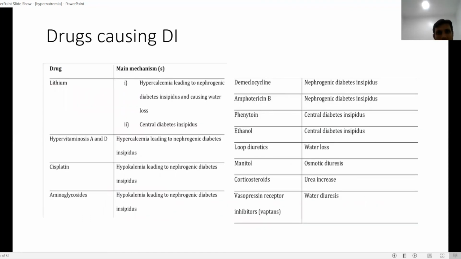Here is a list of drugs that cause diabetes insipidus. Lithium and hypervitaminosis of vitamin A and D will cause hypercalcemia, leading to nephrogenic diabetes insipidus. Cisplatin and aminoglycosides will cause hypokalemia, leading to nephrogenic diabetes insipidus. Demeclocycline and amphotericin B will cause nephrogenic diabetes insipidus. Phenytoin and ethanol will cause central diabetes insipidus. Loop diuretics will cause water loss and diabetes insipidus. Mannitol will cause osmotic diuresis. Corticosteroids will cause urea increase, leading to diabetes insipidus.